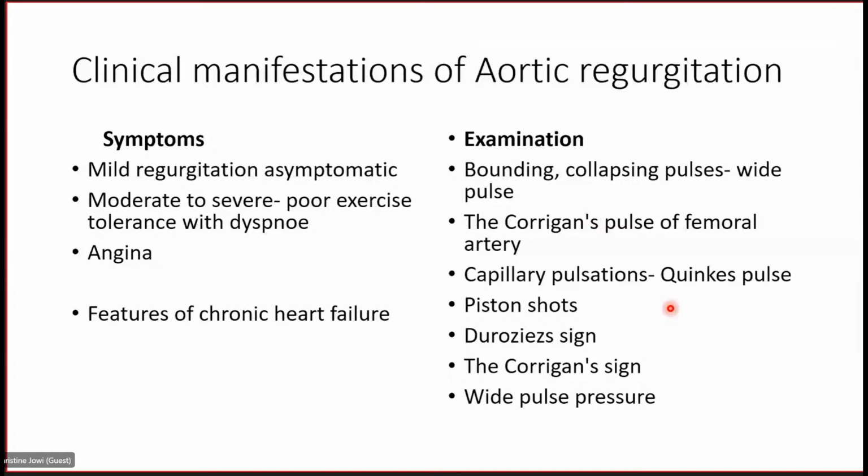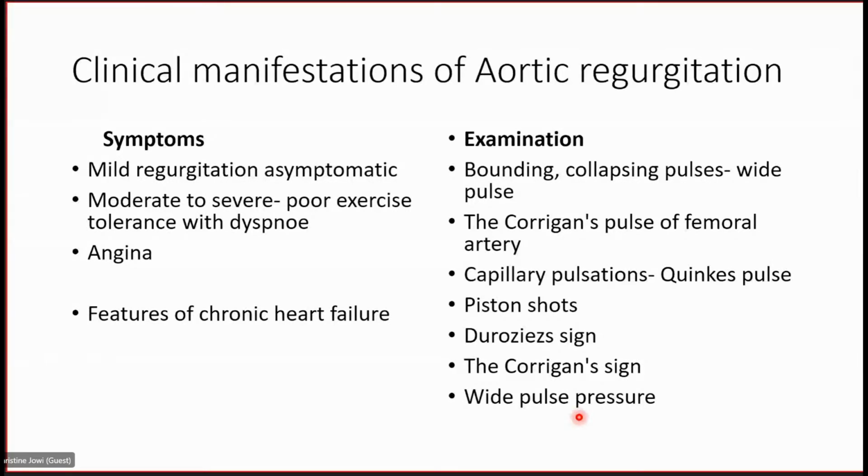And it has a wide pulse pressure. You take the systolic blood pressure, it will be 100. The diastolic will be 40. A very wide pulse pressure. If it is very severe, 130. The patients have got very poor exercise tolerance. And the clinical signs of aortic regurgitation, once you have felt them, you'll never forget them.